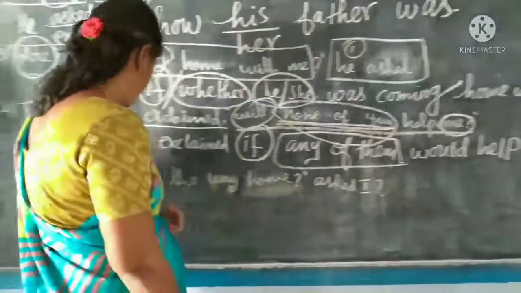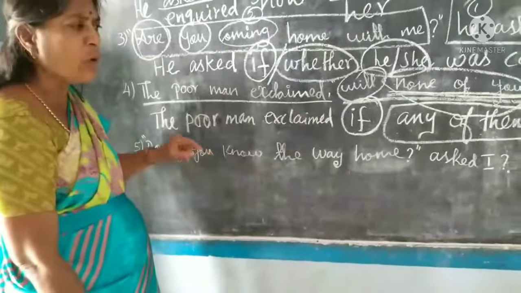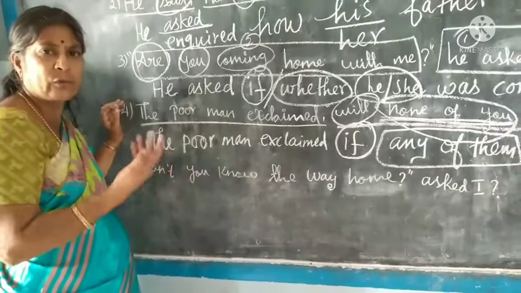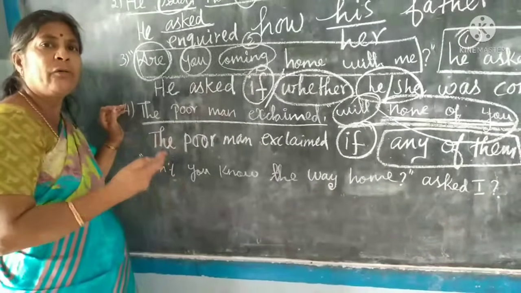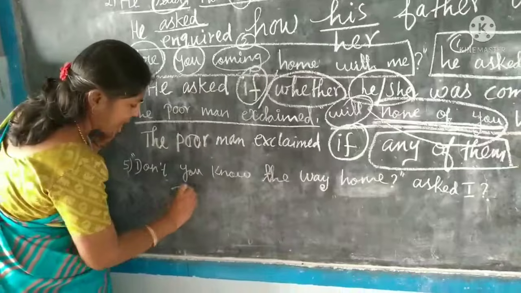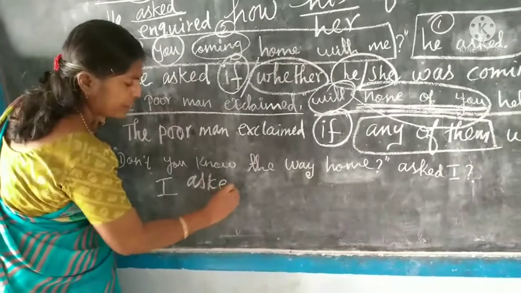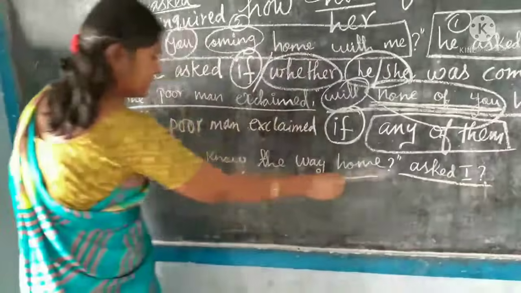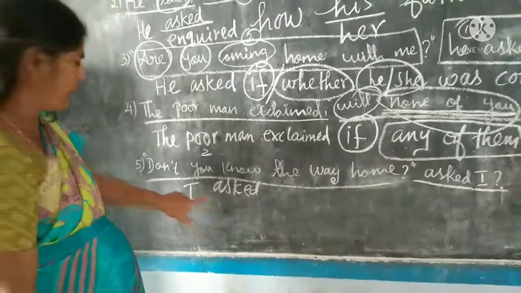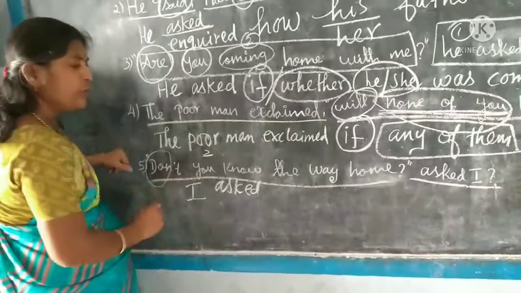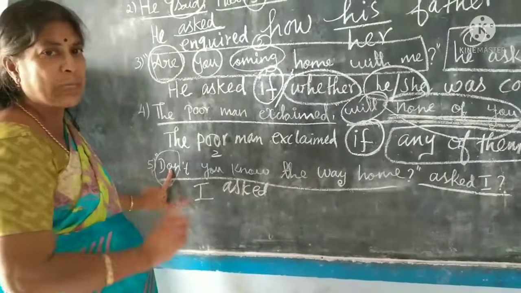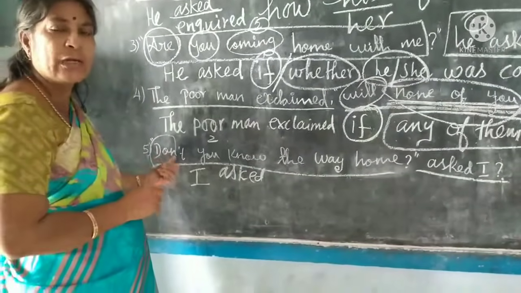Let us see the fifth one. Next. Don't you know the way home? I am asking somebody, don't you know the way home? You may not know where to go. You may not know where your house is. So he is asking, don't you know the way home? I ask. The same thing: I ask. Any doubt here? Because it is the first part, I ask. The second one is the second part. I ask somebody, somebody is not given. Don't you know the way home? It is a verbal question. Do not is not an imperative sentence here.